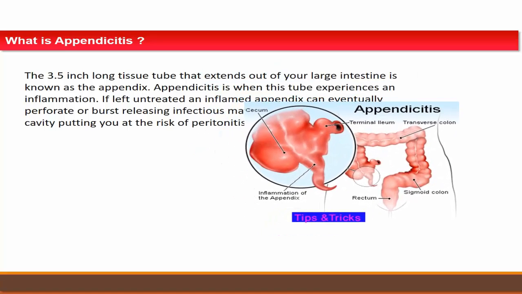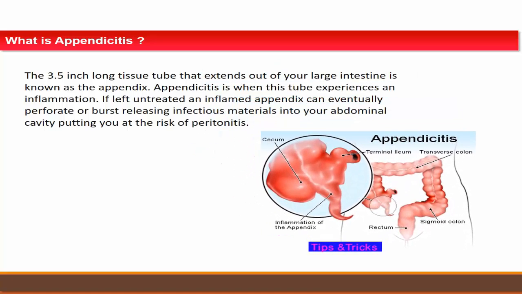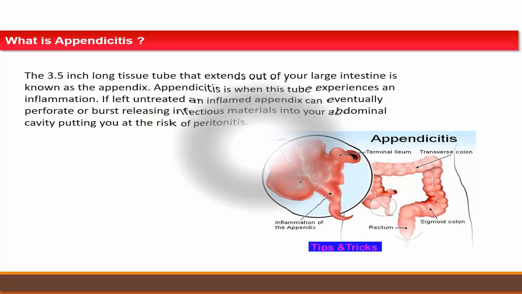What is appendicitis? The 3.5-inch long tissue tube that extends out of your large intestine is known as the appendix. Appendicitis is when this tube experiences an inflammation. If left untreated, an inflamed appendix can eventually perforate or burst, releasing infectious materials into your abdominal cavity, putting you at the risk of peritonitis.